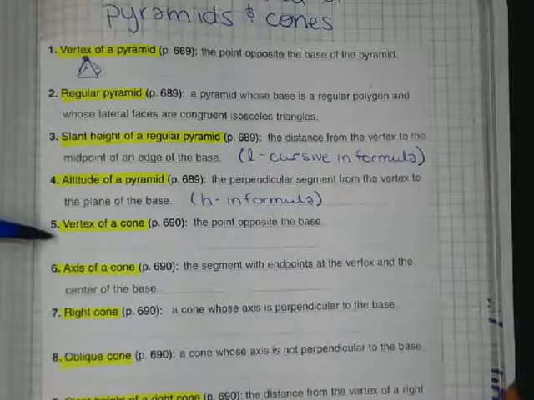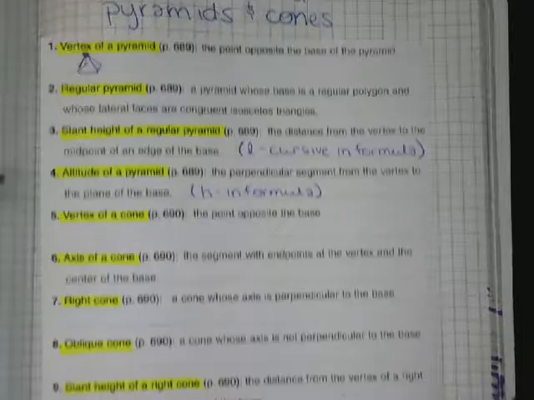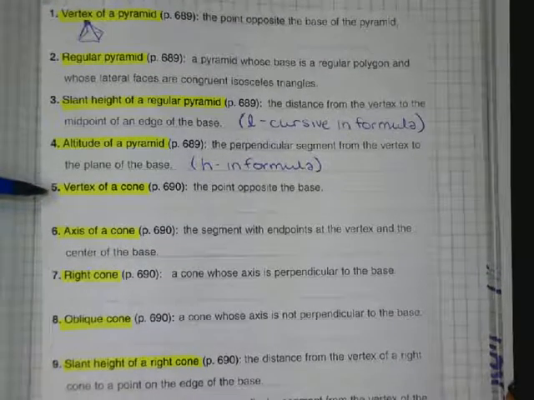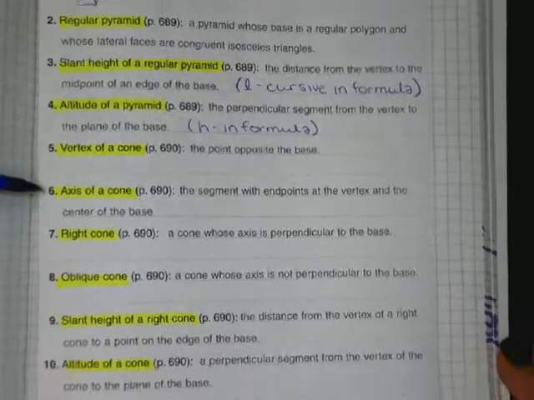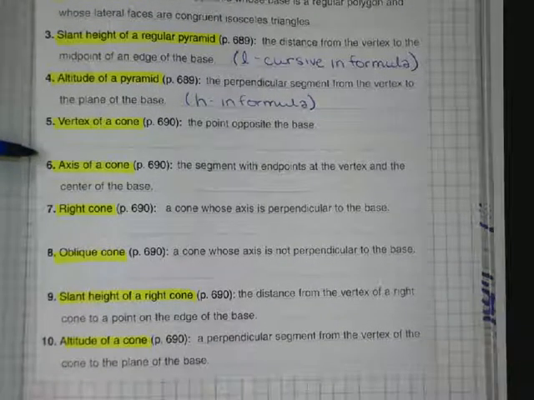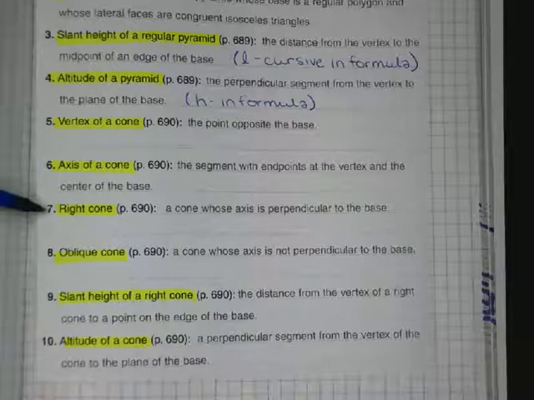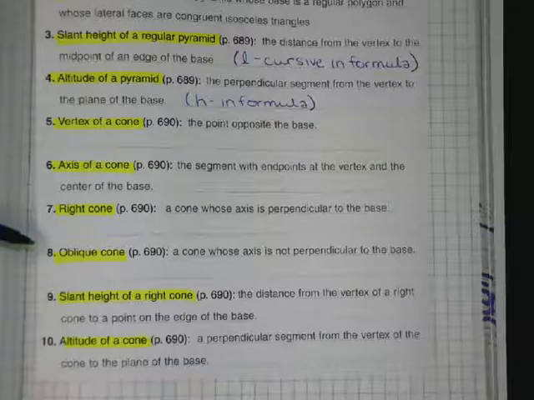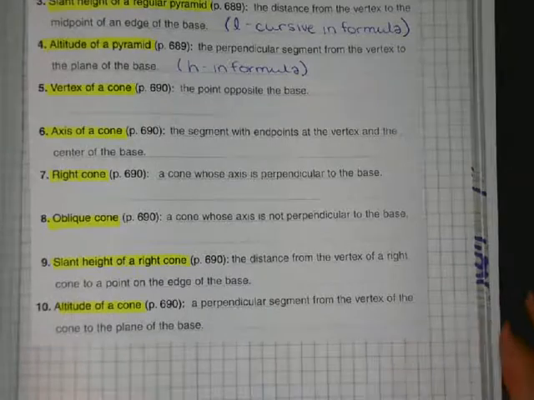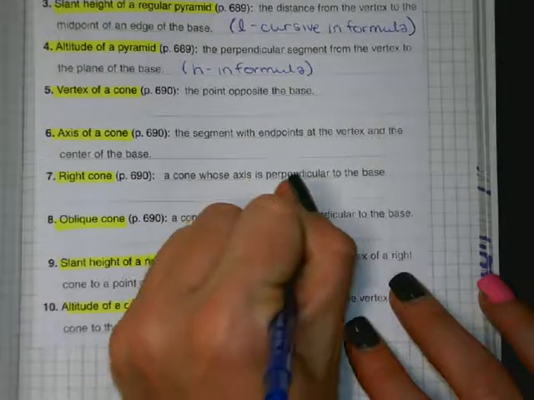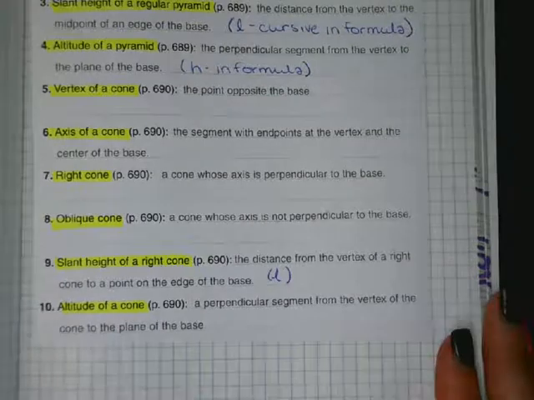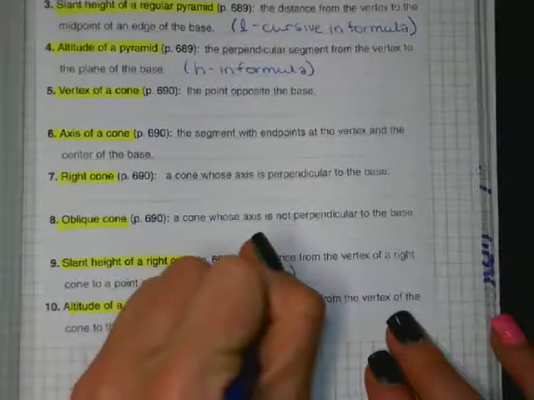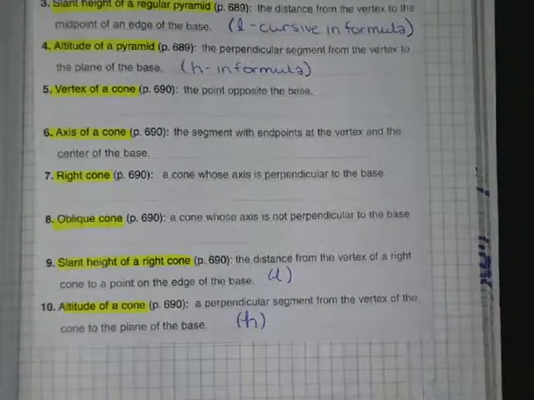Then you have those same kind of heights and slant height and altitude for cones. Again, you also have a vertex of a cone. And then they also have what's called the axis of a cone. This goes from the vertex to the center of the base. Then we have right cones versus oblique cones, just like we had right versus oblique prisms and cylinders. Then you have the slant height of a right cone. Again, that's going to be the little cursive L that you'll see in your formulas. And then the altitude, that perpendicular distance. So that's just the H in all your formulas.